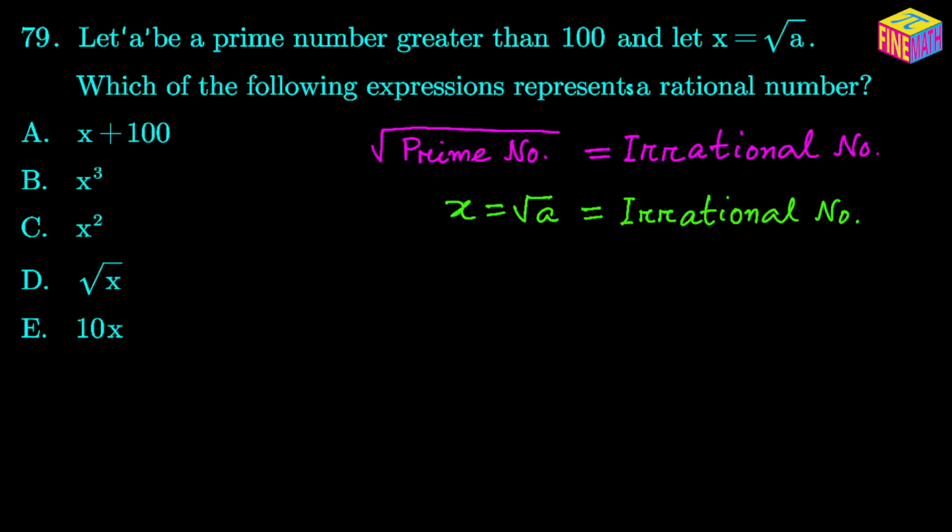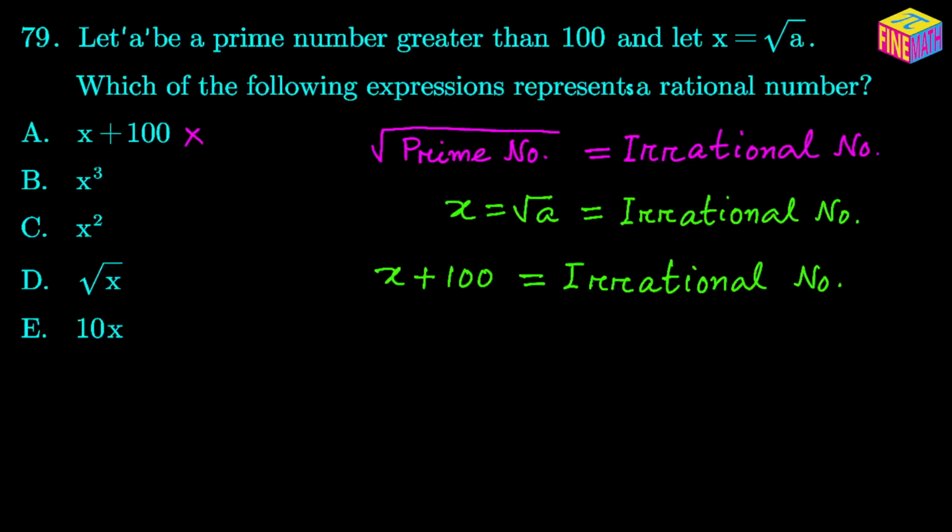Now if x is irrational, then x plus 100, what would that be? Well, an irrational number plus a rational number always gives you an irrational number. So an irrational number which is x plus a rational number, this sum will always be an irrational number. So that's the first option and that's not going to work out. So let me put a cross mark here. That is not going to work because we have to find which one is a rational number. But here we see that x plus 100 is an irrational number.